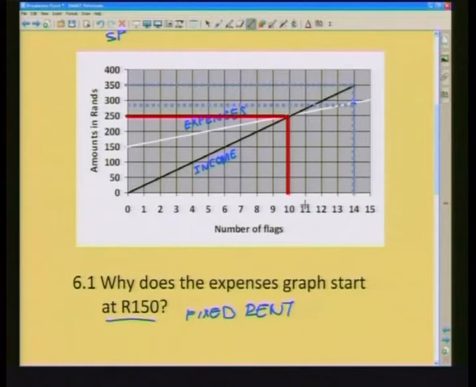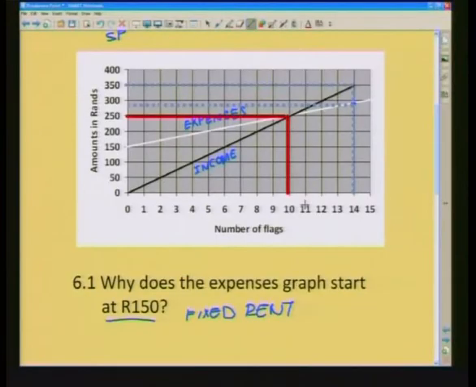So guys, what this really means in terms of money is that he has got to sell 10 flags in order for his income to be equal to his expenses, and they will both have a value of 250 Rand when he sells 10 flags.